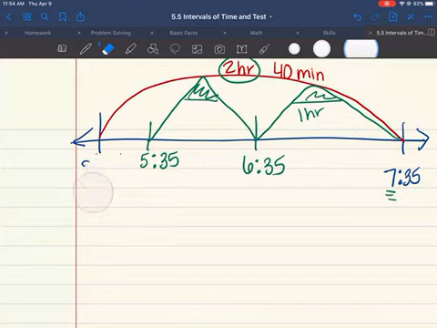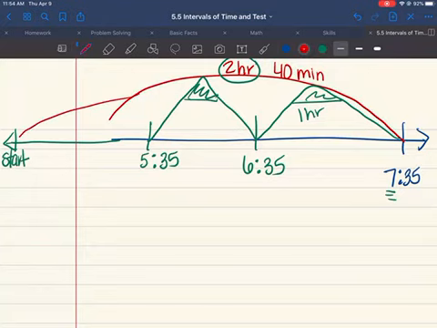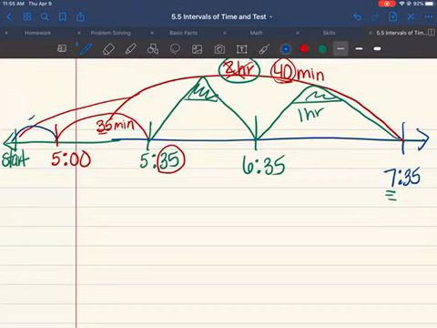And let me go ahead and extend my number line. So I'm at 5:35. I already did the 2 hours, but I still need to jump the 40 minutes. So I'm going to go ahead and look at my minutes. It is 35, so I'm going to jump those 35 minutes. That would get me to 5 o'clock. But we're not done. We needed 40 minutes, and I only did 35. That means we need 5 more. So I need to jump 5 minutes.